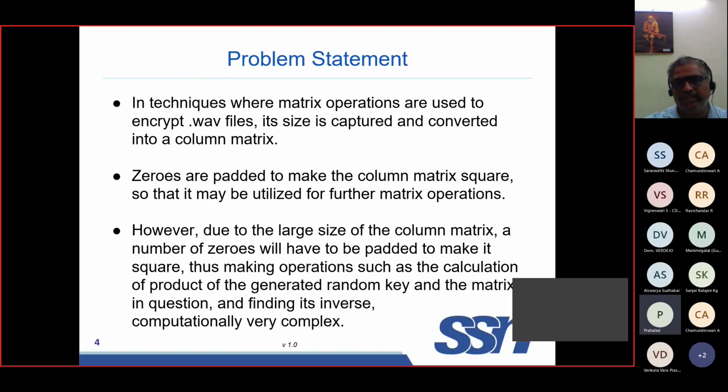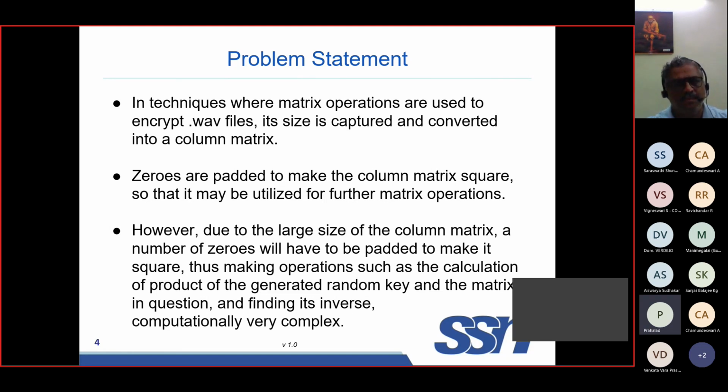There are other solutions which encrypt ECG waveforms, but when we were looking across them, a lot of them are very inefficient. The ECG waveform generally is in the form of a wave file, and the most commonly used technique that we discovered is that matrix operations are used on the waveform. The matrix represents all the amplitude values of the ECG, and the size of the matrix is captured and then it's converted into a column matrix. In order to carry out any kind of matrix operation, it has to be a square matrix. So zeros are padded to make the column matrix square so that it can be utilized for further matrix operations.